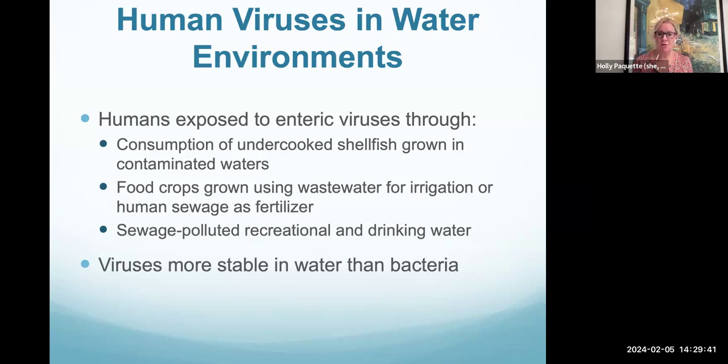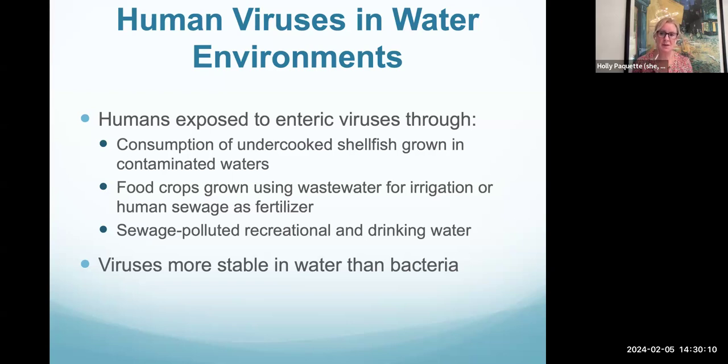Another is food crops that are grown using wastewater for irrigation, which could be from human sewage as well as from cattle, or even where human sewage is used as fertilizer. All of those we would imagine have viruses within the sewage, and that could get into the crops and actually make you ill. Lastly, there is sewage polluted recreational and drinking water.